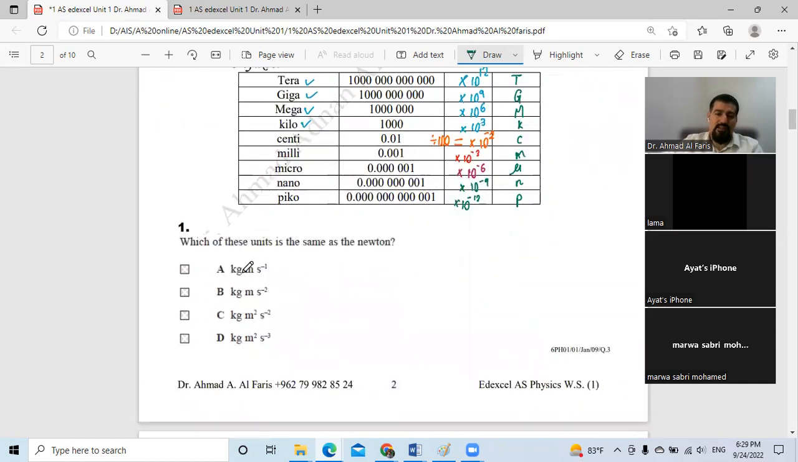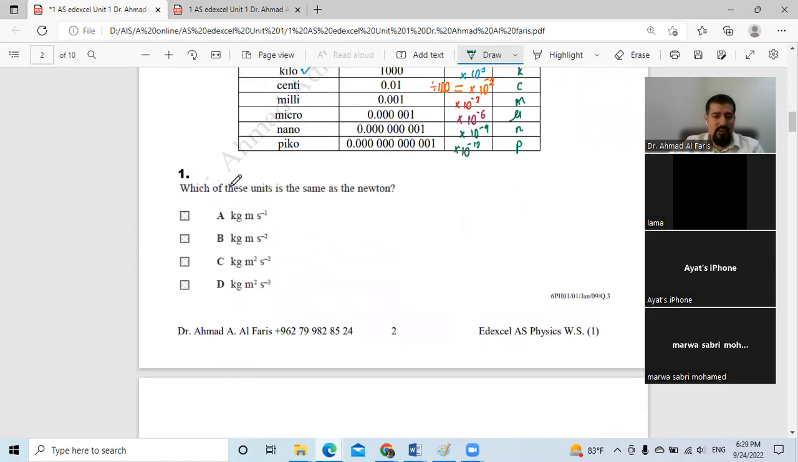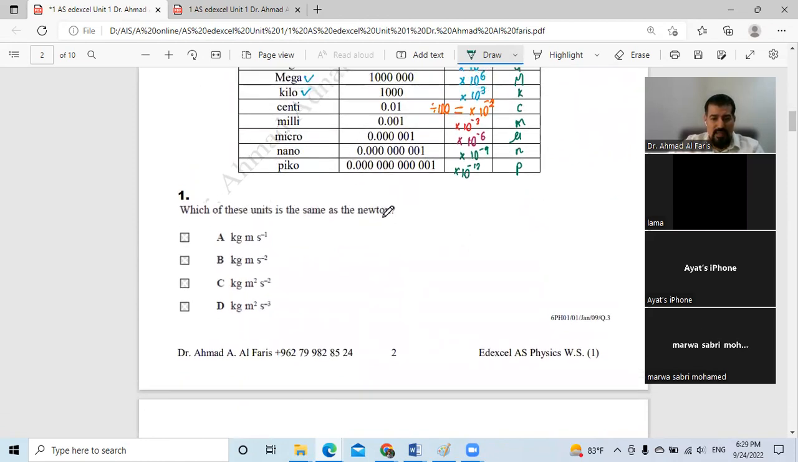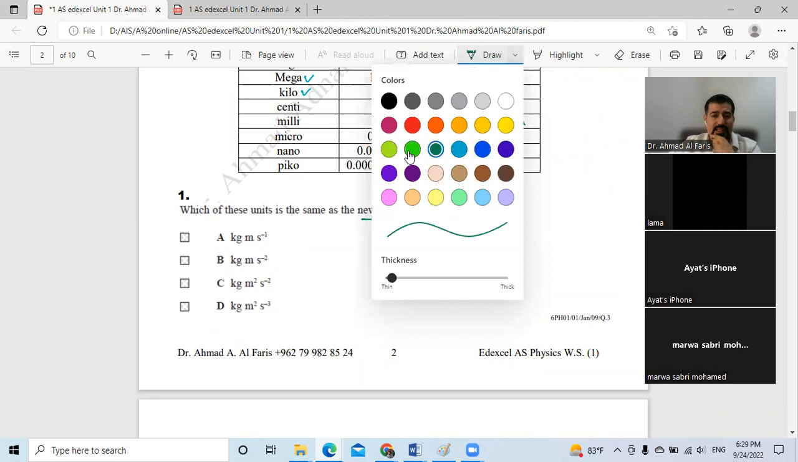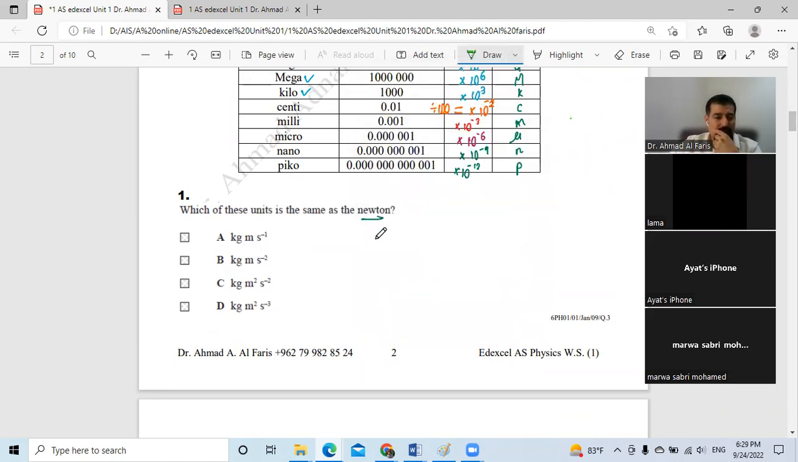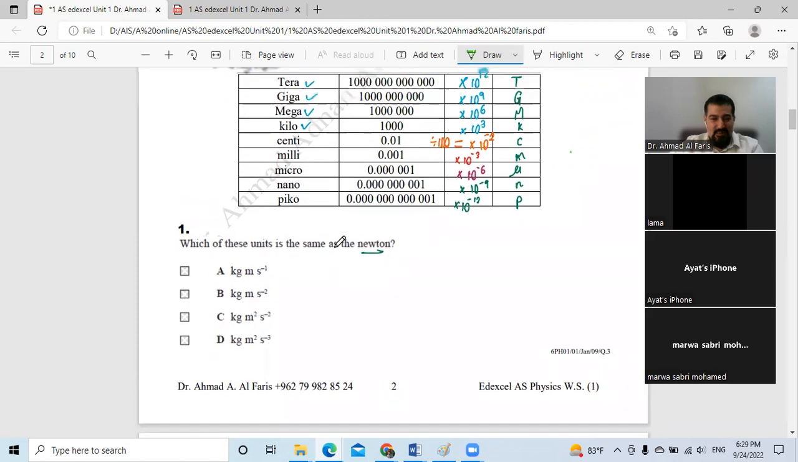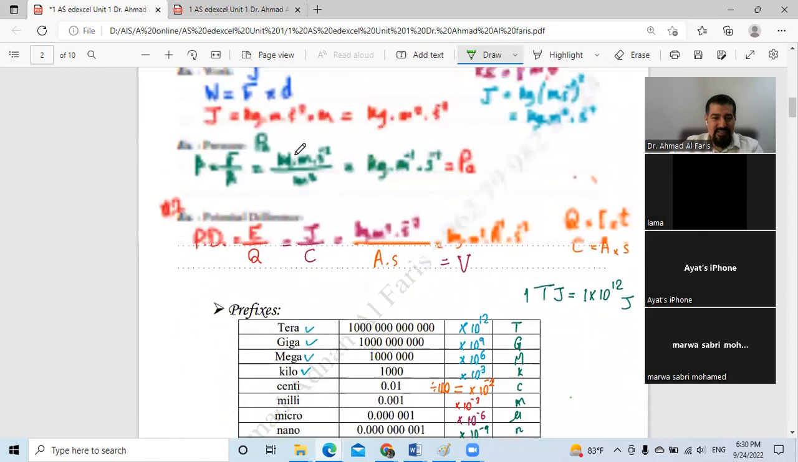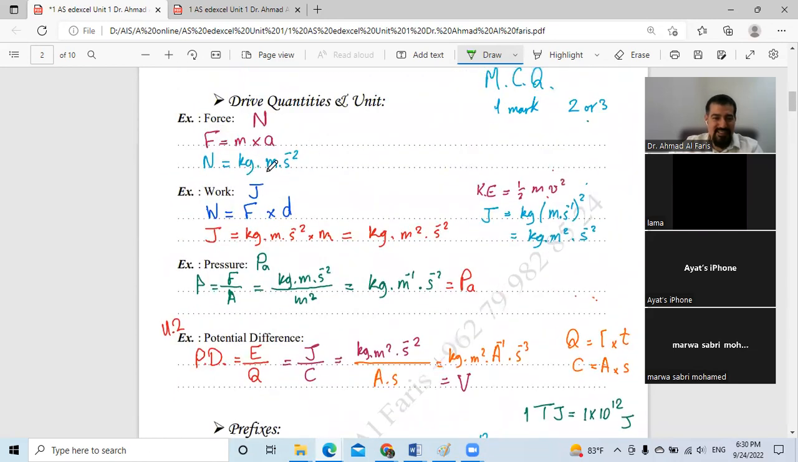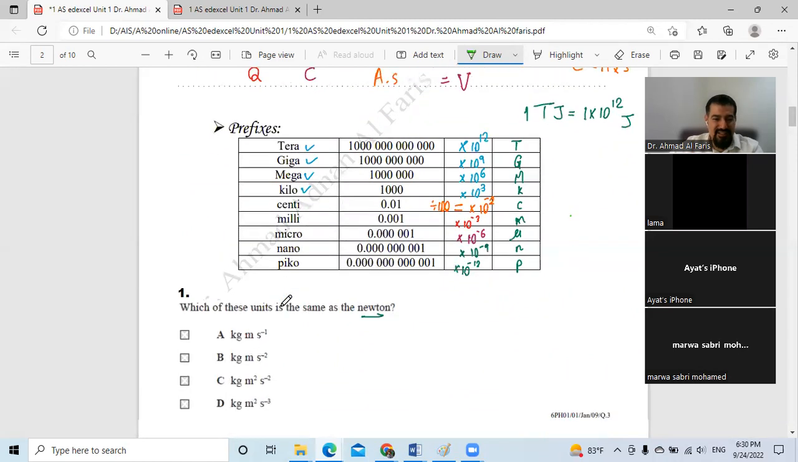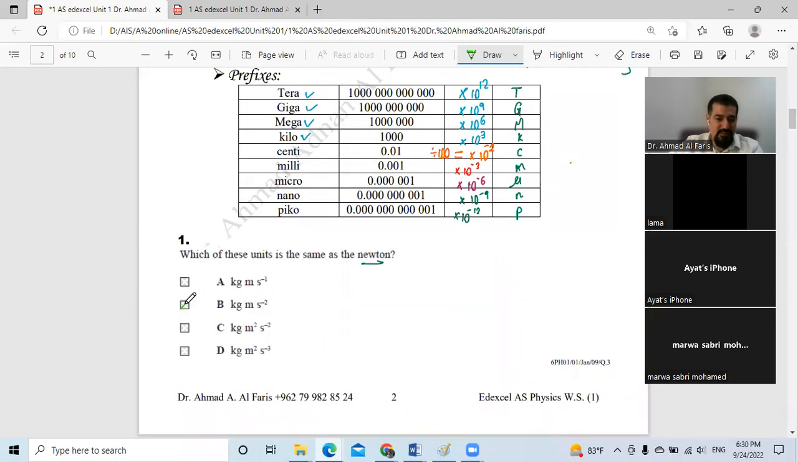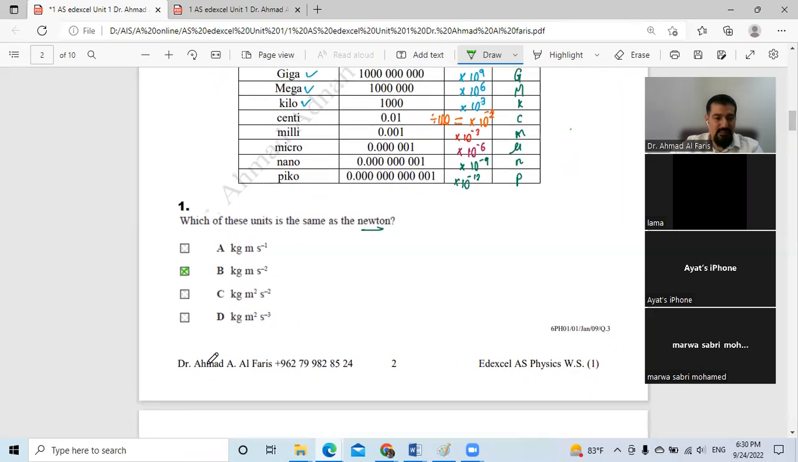Now, let's see the first question. Which of the units is the same as the Newton? Who can send me the answer? Send me on the chat. Which one of these is the Newton? Kilogram dot meter per second squared. So kilogram dot meter per second squared, which is B. Good? Clear?